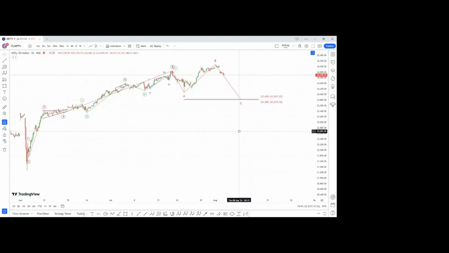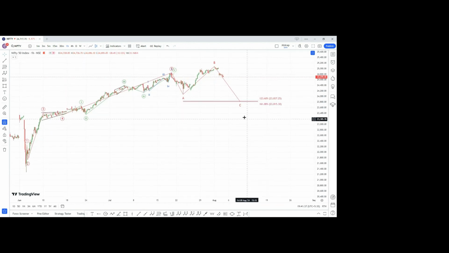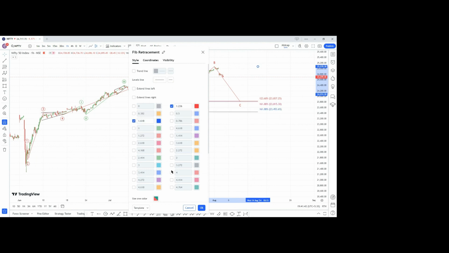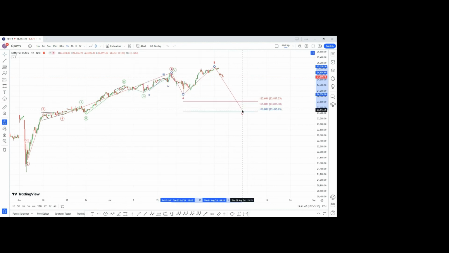With C being ongoing, I can expect something between 23,837 and 23,815. This is the minimum and the first target. Of course, price can sink beyond this, and if it has to sink beyond this, the last point where correction can end is near about 23,450.